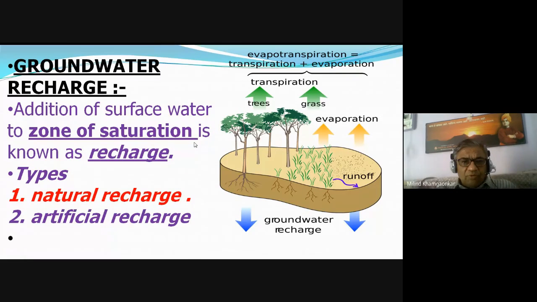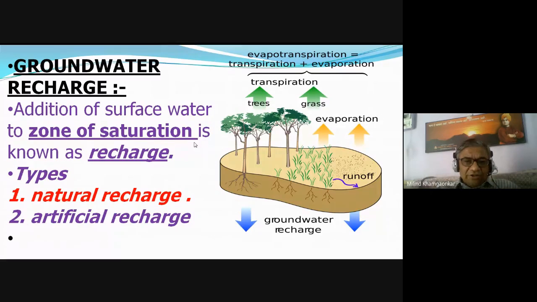हमें सबको मालूम है ग्राउंड वाटर रिचार्ज क्या है, रेन वाटर हार्वेस्टिंग क्या है. All these things we are very much aware of. The only thing is we are trying to understand it from a scientific or technological manner.